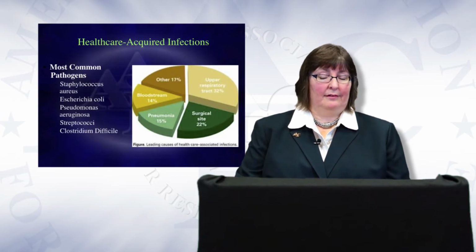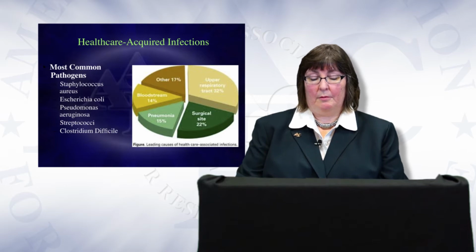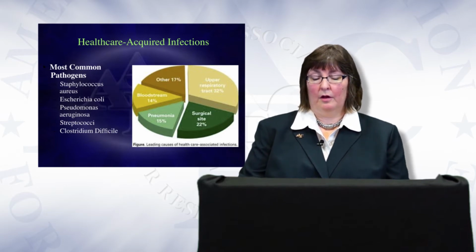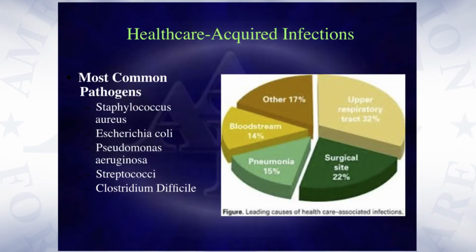So according to the CDC, those are the most common pathogens that cause healthcare-acquired infections. They're listed here: Staph aureus, E. coli, Pseudomonas, strep, C. diff. Those are not strange words to anyone who works in acute care. We see those all the time. Our patients are colonized, have chronic infections from these pathogens, and we work hard to keep those pathogens isolated to those patients and not transmit them to others.